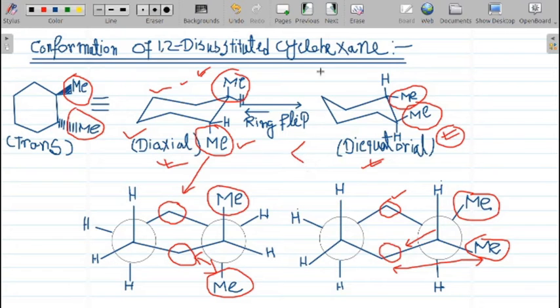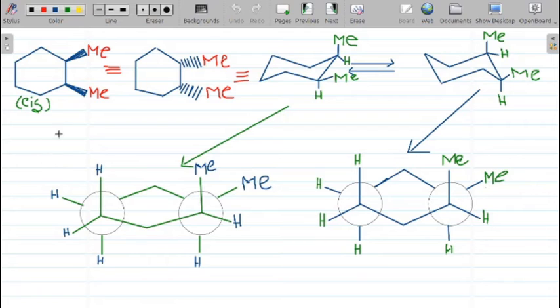So let's move on to the cis conformation. Here you can see the cis conformation of the 1,2 disubstituted cyclohexane, where we use two substituents, both of which are methyl groups. Both methyl groups are on the same side of the ring: this methyl group is above the plane and this methyl group is below the plane.